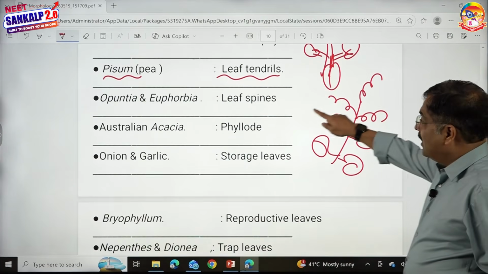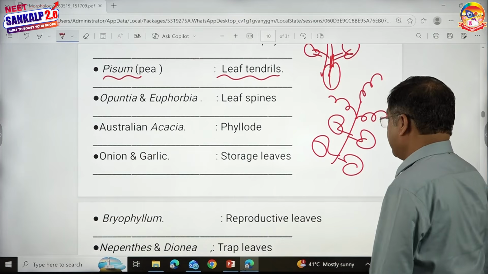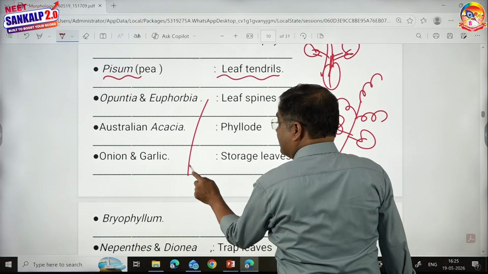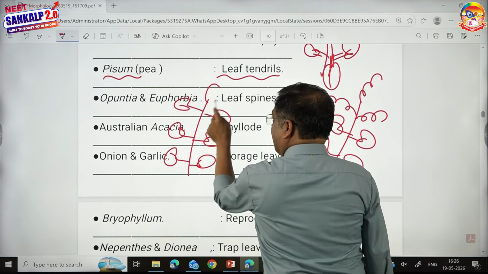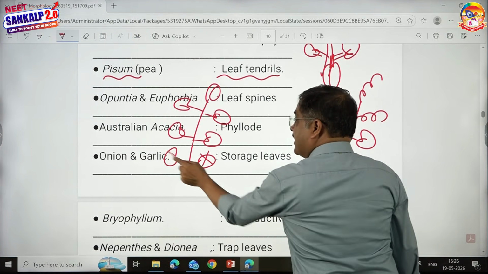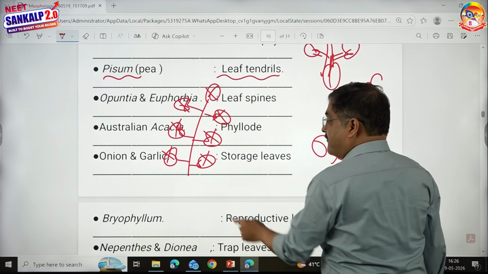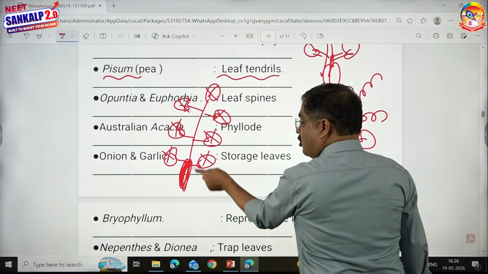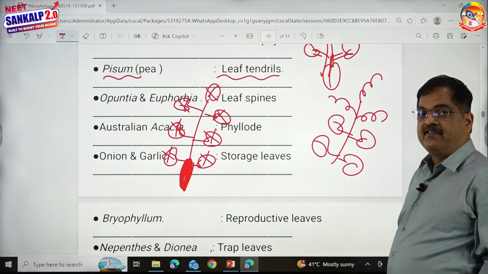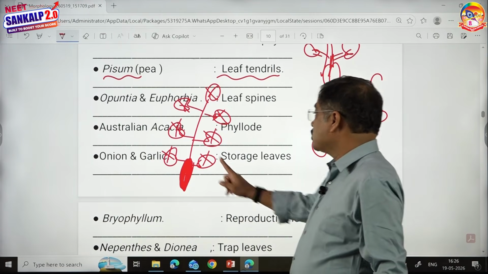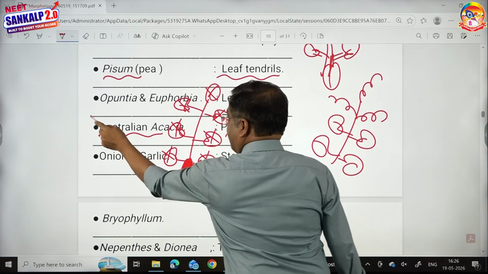Then after that, Australian acacia, phyllode. Now what is phyllode? Now listen carefully. Australian acacia has a pinnately compound leaf, children. You know, all the leaflets fall down. When all the leaflets fall down, who is going to perform photosynthesis? The petiole, or you can even say the primary rachis. The petiole becomes flat and photosynthetic. Such a photosynthetic petiole is called phyllode. An example for that is Australian acacia.